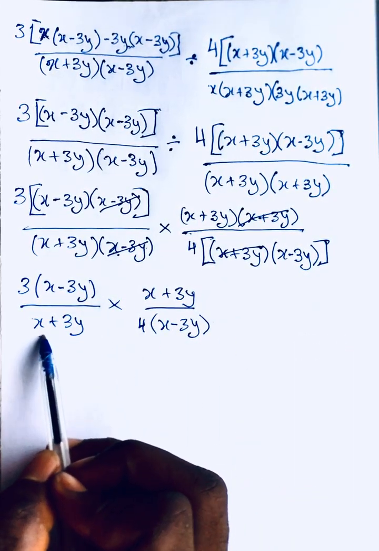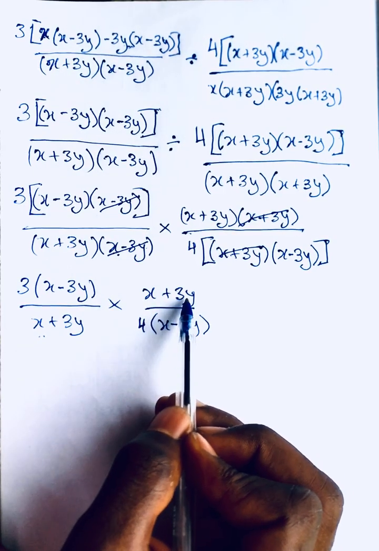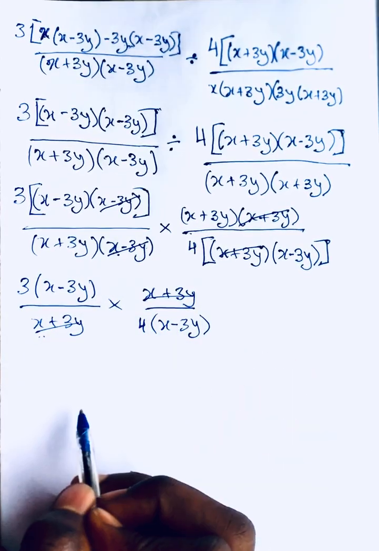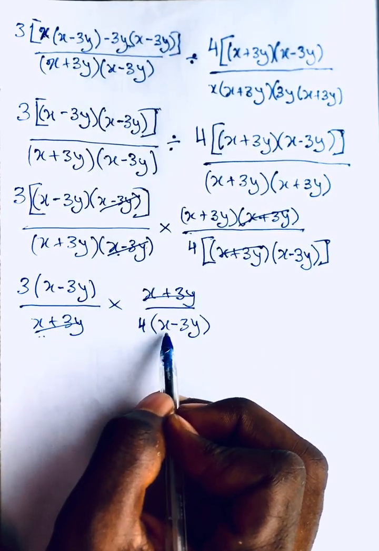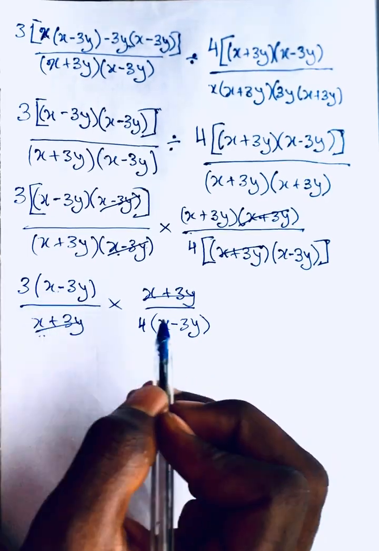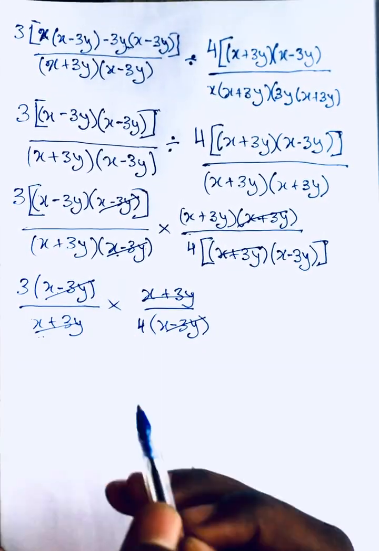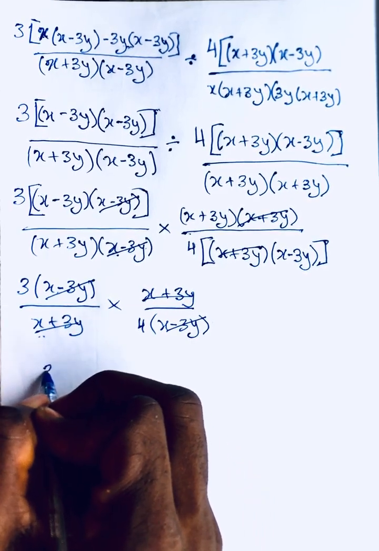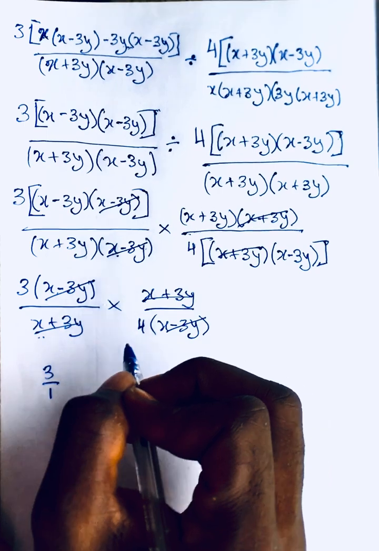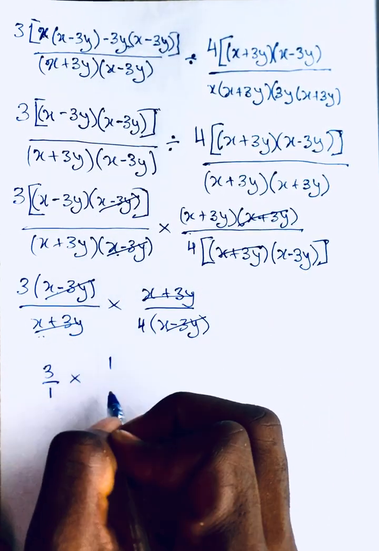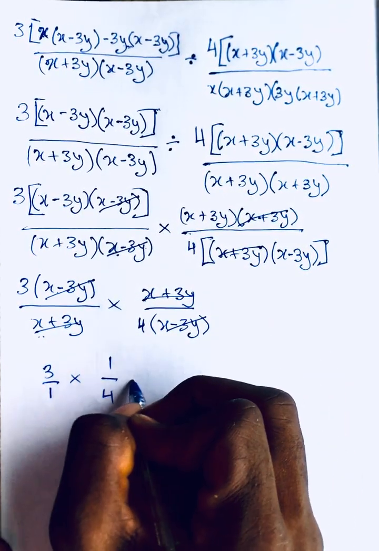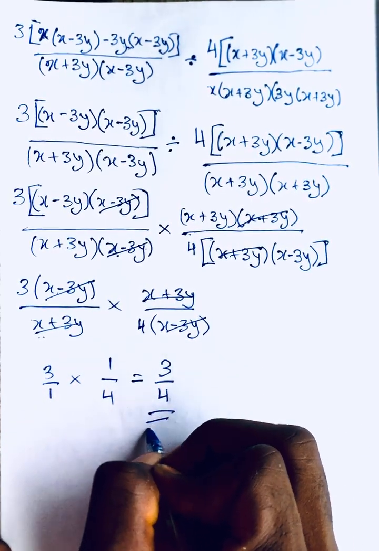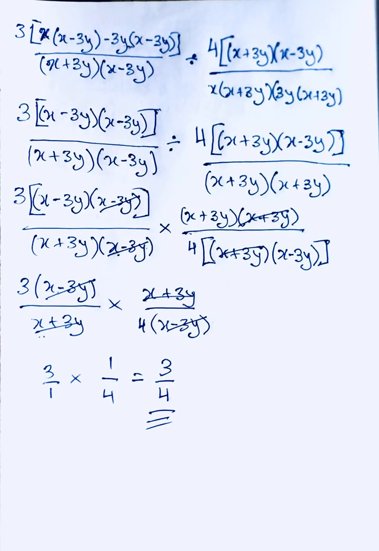When we come to this side too, you can see that there are common factors here. So this one will cancel this one too. You can see that this same factor is here, this same factor is here, so this one will cancel this. So you have what? 3 over 1 times what? 1 over 4. So our final answer will be what? 3 over 4.